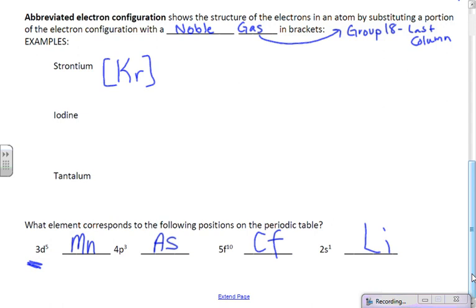So once we get through krypton, krypton's at the end of the 4th row, then we just continue on from there. What's after that 4th row? Jump down to the 5th row. What does the 5th row start with? 5s. And that's where strontium is. And it's the 2nd element, so we put a 2.